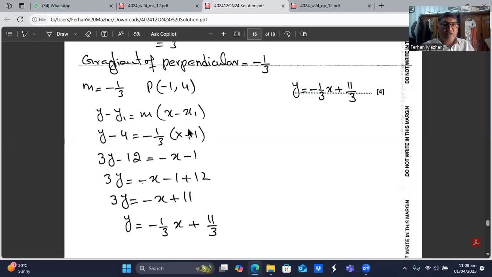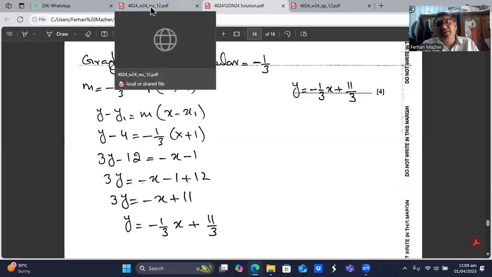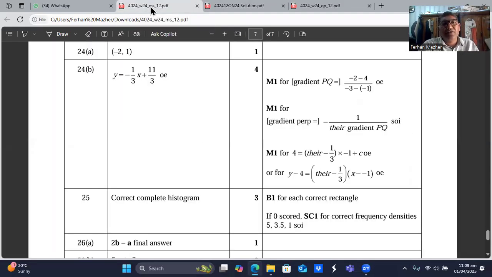Minus 1, minus plus. Okay. So bring this 3 to this side. So 3y minus 12 is equal to minus x minus 1. So 3y will be equal to minus x minus 1 plus 12. 3y will be equal to minus x plus 11. So y will be equal to minus x by 3 plus 11 by 3. So this will be the equation of the line which passes through the point P and is perpendicular to PQ.